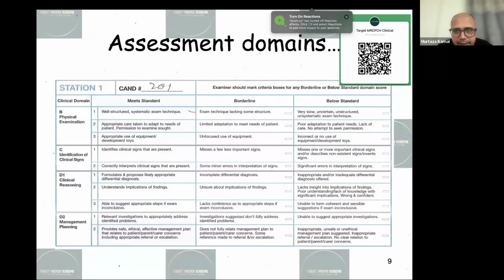In the case of clinical stations, there are four domains in which you are marked. First is the physical examination, which is the way you perform it.